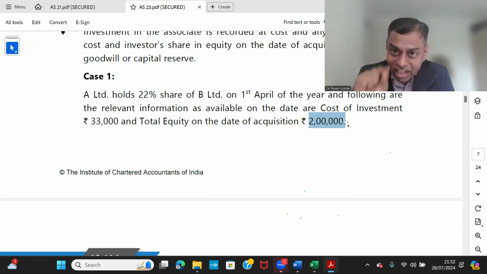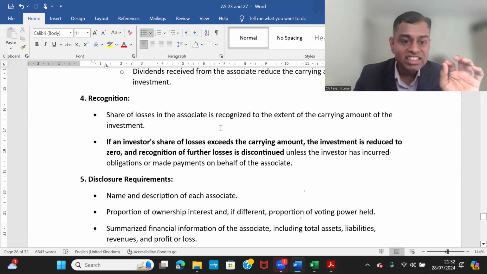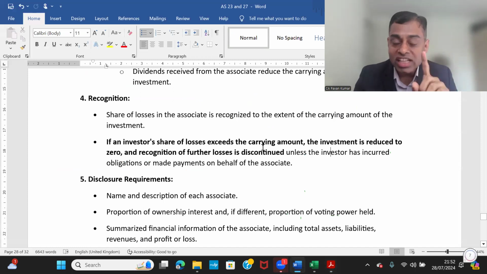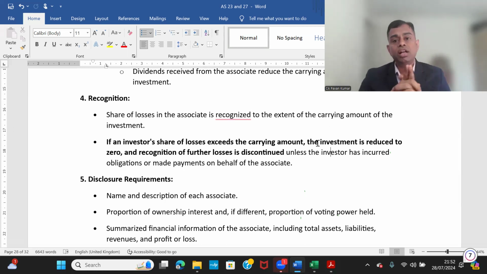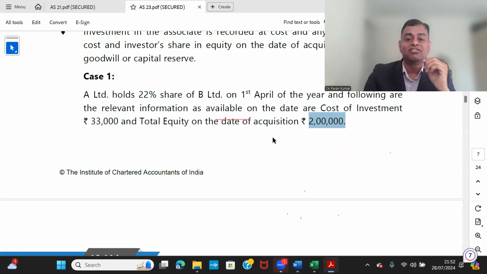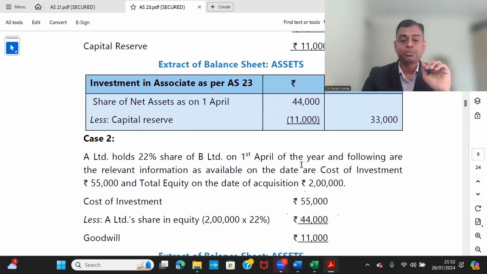In this situation, there is capital reserve. This is a different situation. Here what we said is, if investor's share of loss exceeds carrying amount, then investment should be reduced to zero. Don't write negative number. Don't write capital reserve. But while calculating cost of control, if capital reserve comes, you'll say that it is capital reserve. Look here, this is capital reserve. Is this clear, Unni? Super. I'm glad you're understanding it.